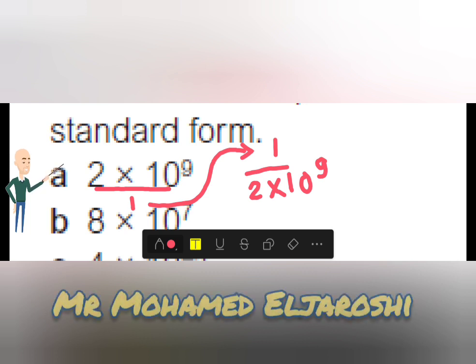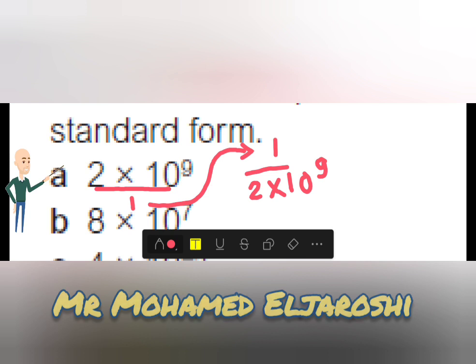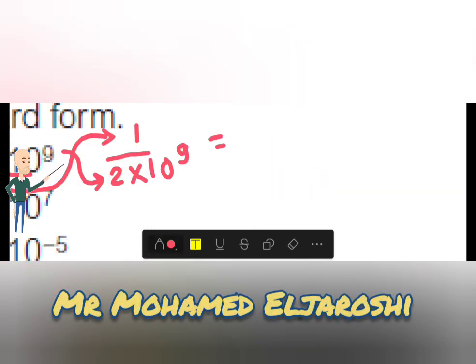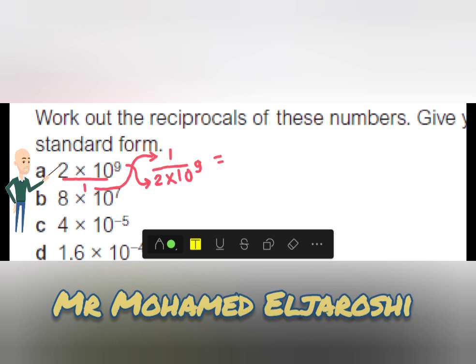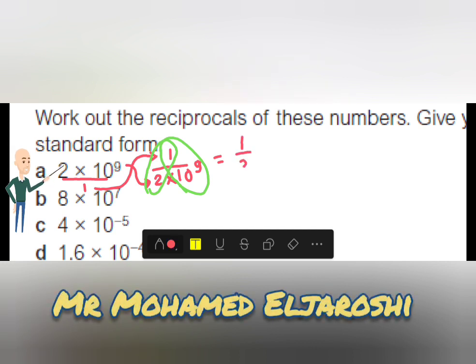Now, the question wants the reciprocal in what? In standard form. So we can just use the calculator to do this. We put the whole number here in the calculator and we will get the answer. Now, you can put it in the calculator to give you the answer, or you can answer it in another way. Because this is multiplied, you can say that it's a half multiplied by 1 over 10 to the power of 9, if you need the steps.